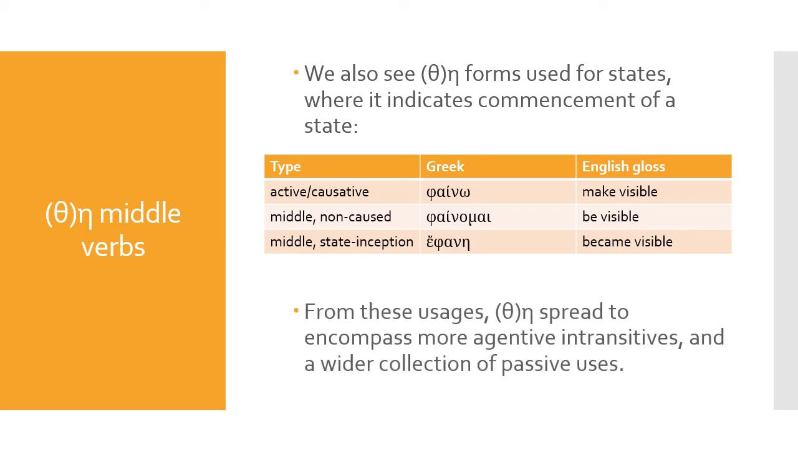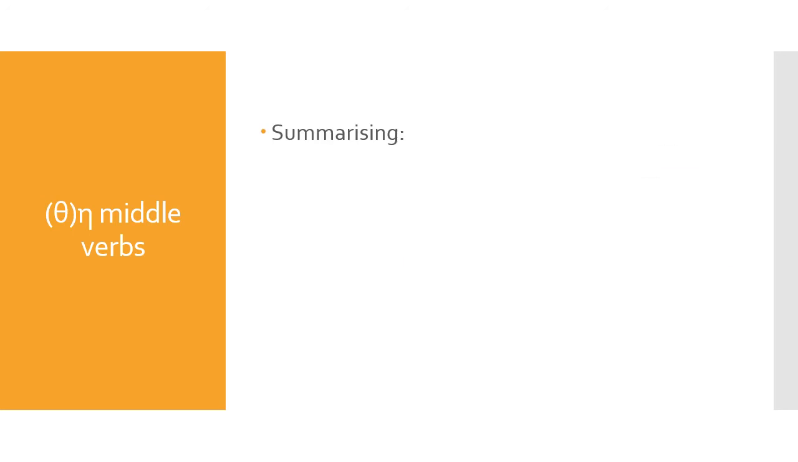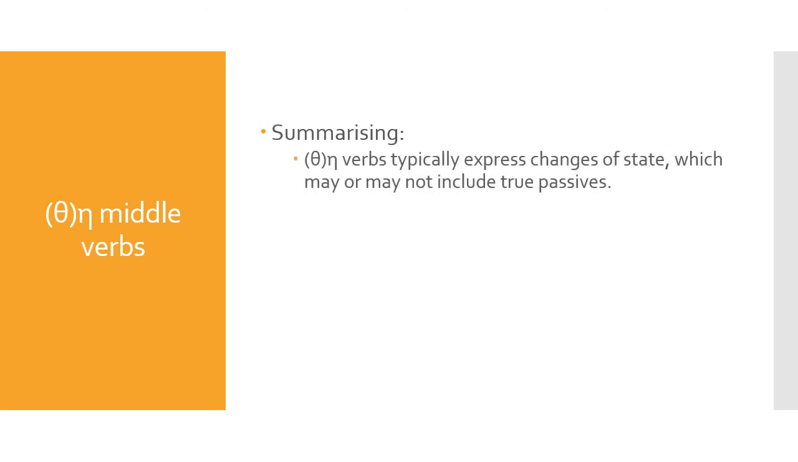From these two usages on this page and the previous slide, theta eta middle forms spread to encompass more agentive intransitives and a wider collection of passive uses. That is, they began particularly by talking about states and change of states and commencements of states, but they developed over time a broader range of usage and particular passive uses within the middle sphere. So summarizing, theta eta verbs typically express changes of state, which may or may not include true passives, that is, where there is an external agent creating the change of state.